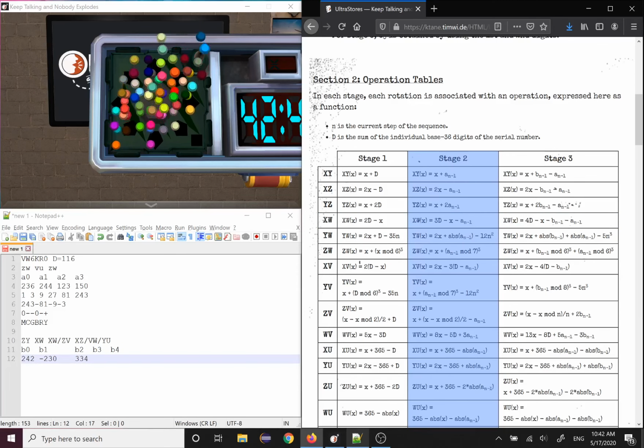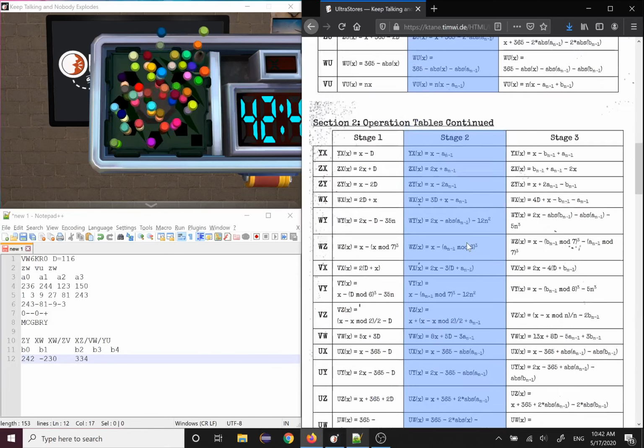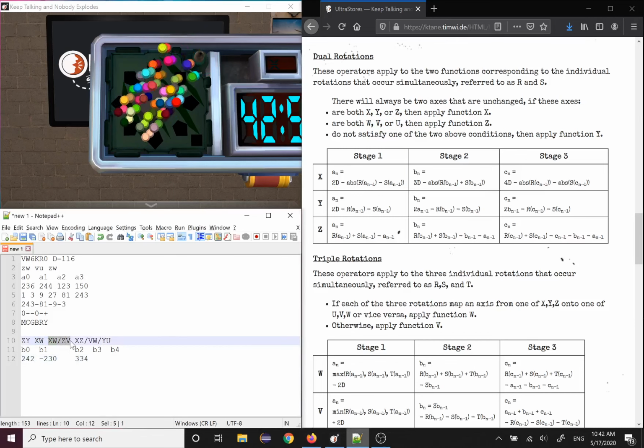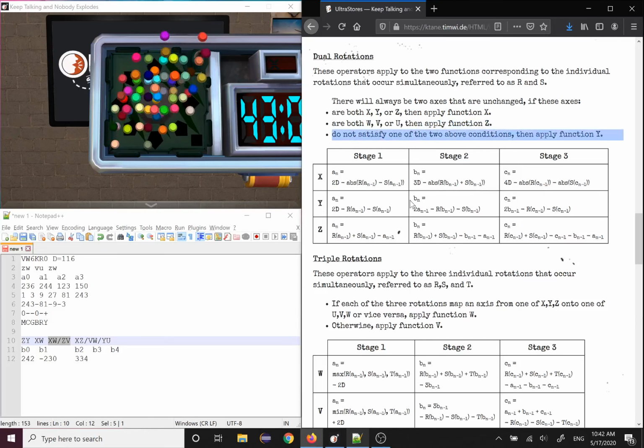So now we are going to B3, in which case we have a double rotation. So we are going to go into this section. There will always be two axes that are unchanged. That says if these axes are both x, y, or z, then apply function x. If they're both w, v, or u, then apply function z. So in our double rotation, we have xw at zv, which means that the axes that are not changed are u and y. Now these go across the two sections, so we're applying function y.